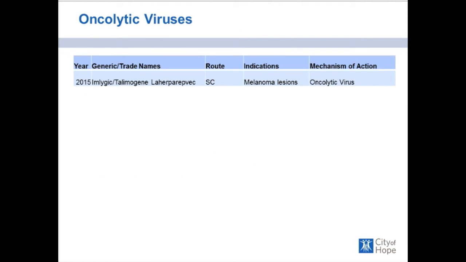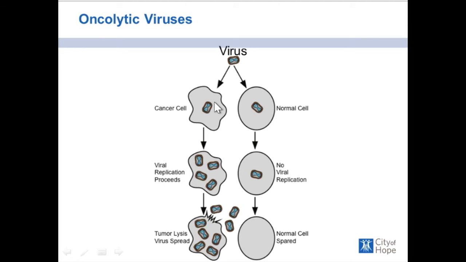Oncolytic viruses. This is the hot topic of the moment. This is the most recently approved agent. I can't even pronounce it, but it's a herpes simplex virus that has GM-CSF linked to it. A randomized trial in melanoma showed profound benefits. These viruses enter the cancer cell and the normal cell, but they don't replicate in the normal cell, but in the cancer cell, they replicate and lyse the cancer cell.